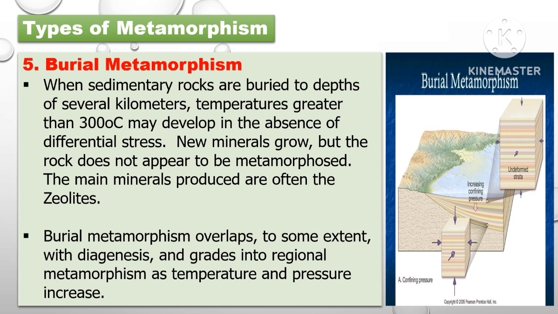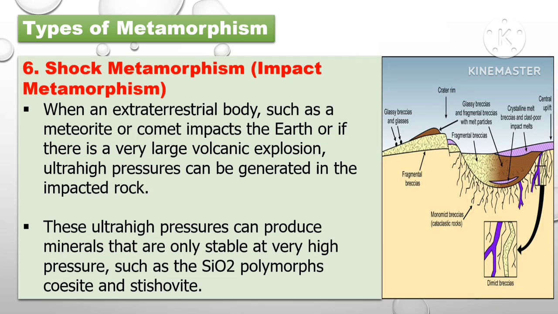Another type of metamorphism is burial metamorphism. When sedimentary rocks are buried to depths of several kilometers, temperatures greater than 300 degrees Celsius may develop in the absence of differential stress. New minerals grow, but the rock does not appear to be metamorphosed. The main minerals produced are often zeolites. Burial metamorphism overlaps to some extent with diagenesis and grades into regional metamorphism as temperature and pressure increase.